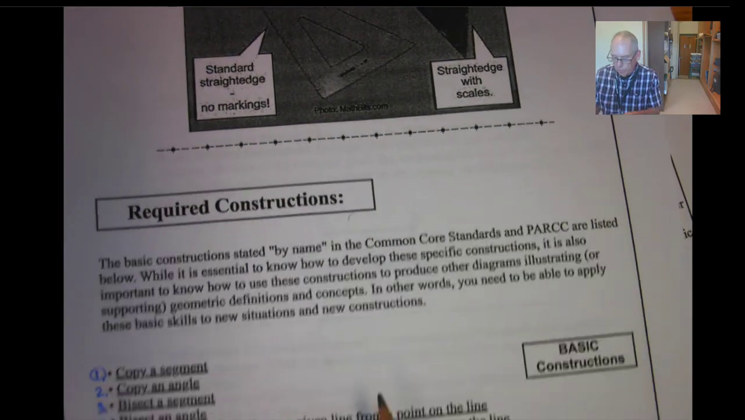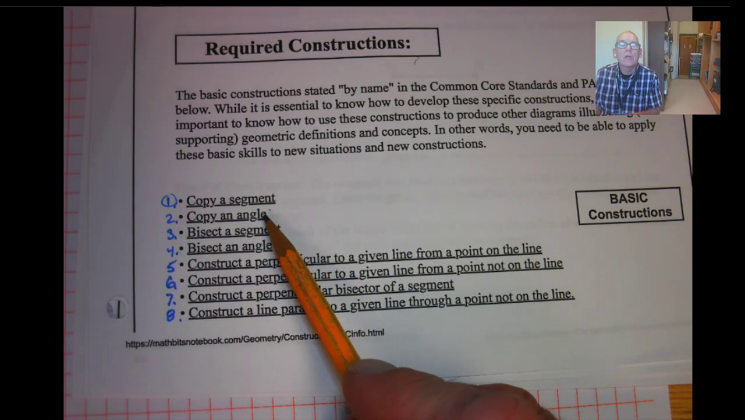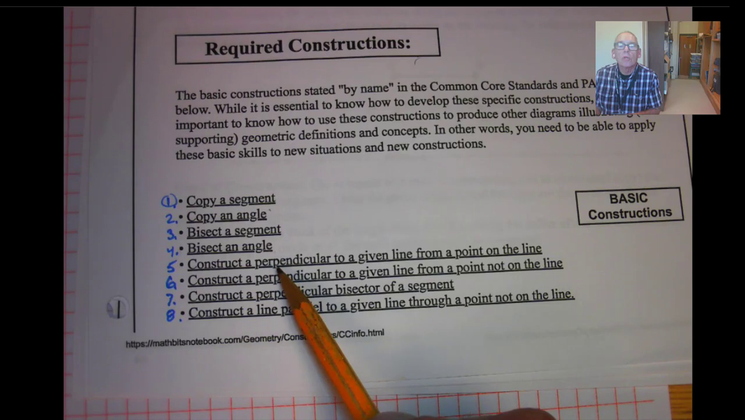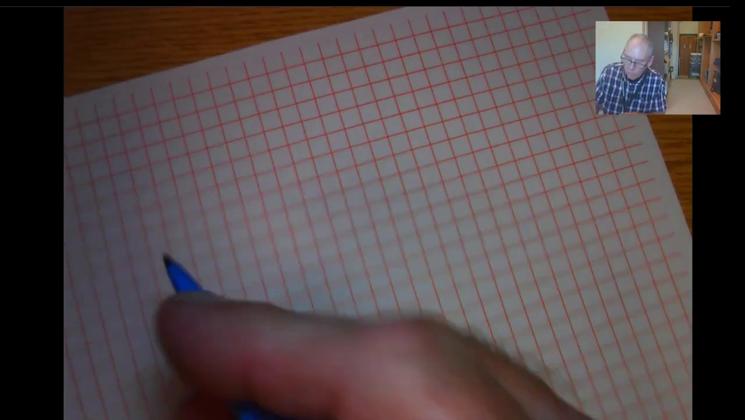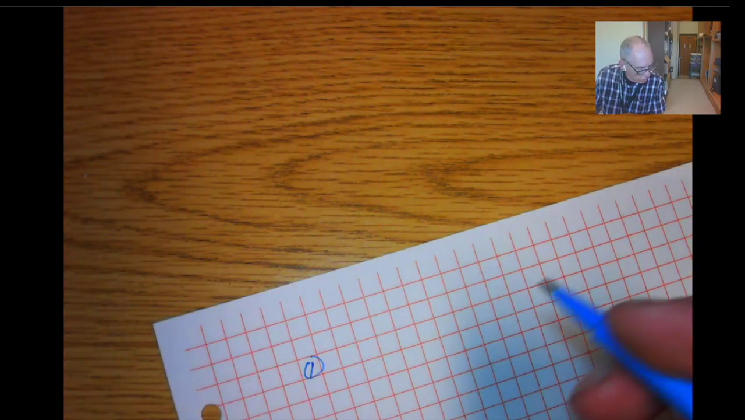So the constructions we're going to work on in this video, and we need to be able to do, are copying a segment, an angle, bisecting a segment and an angle, perpendiculars to a line from a point on the line and not on the line, perpendicular bisector of a segment, which is really like the midpoint idea, and then construct parallel lines.